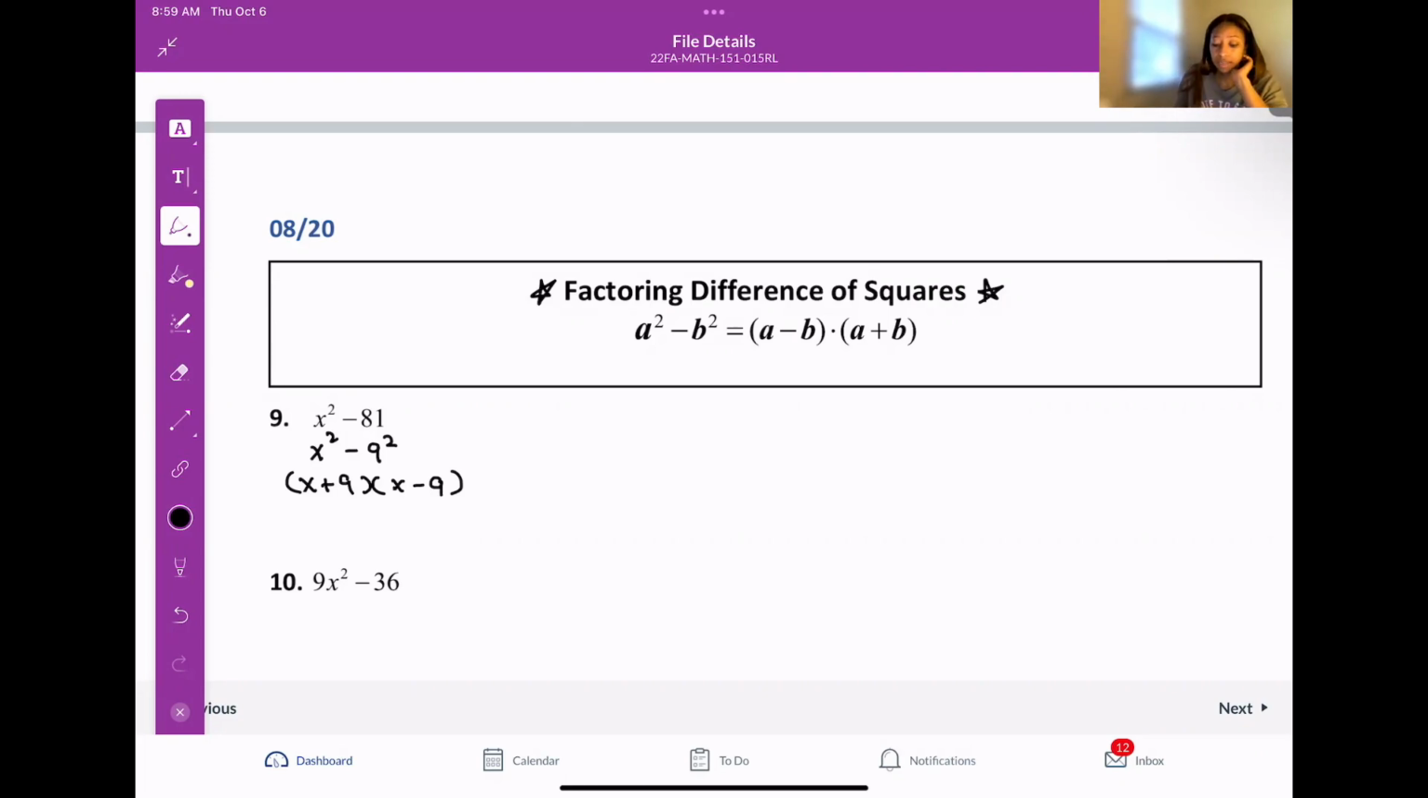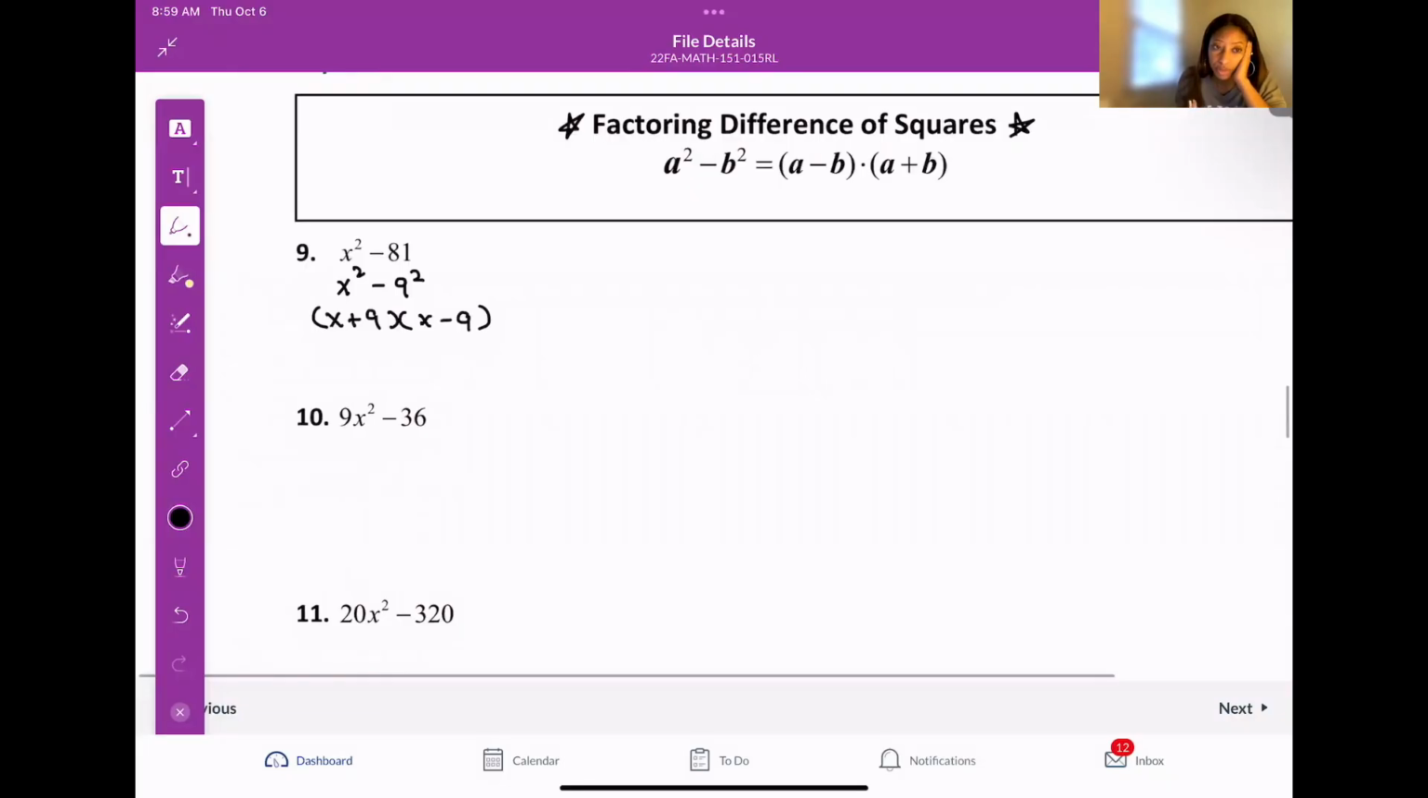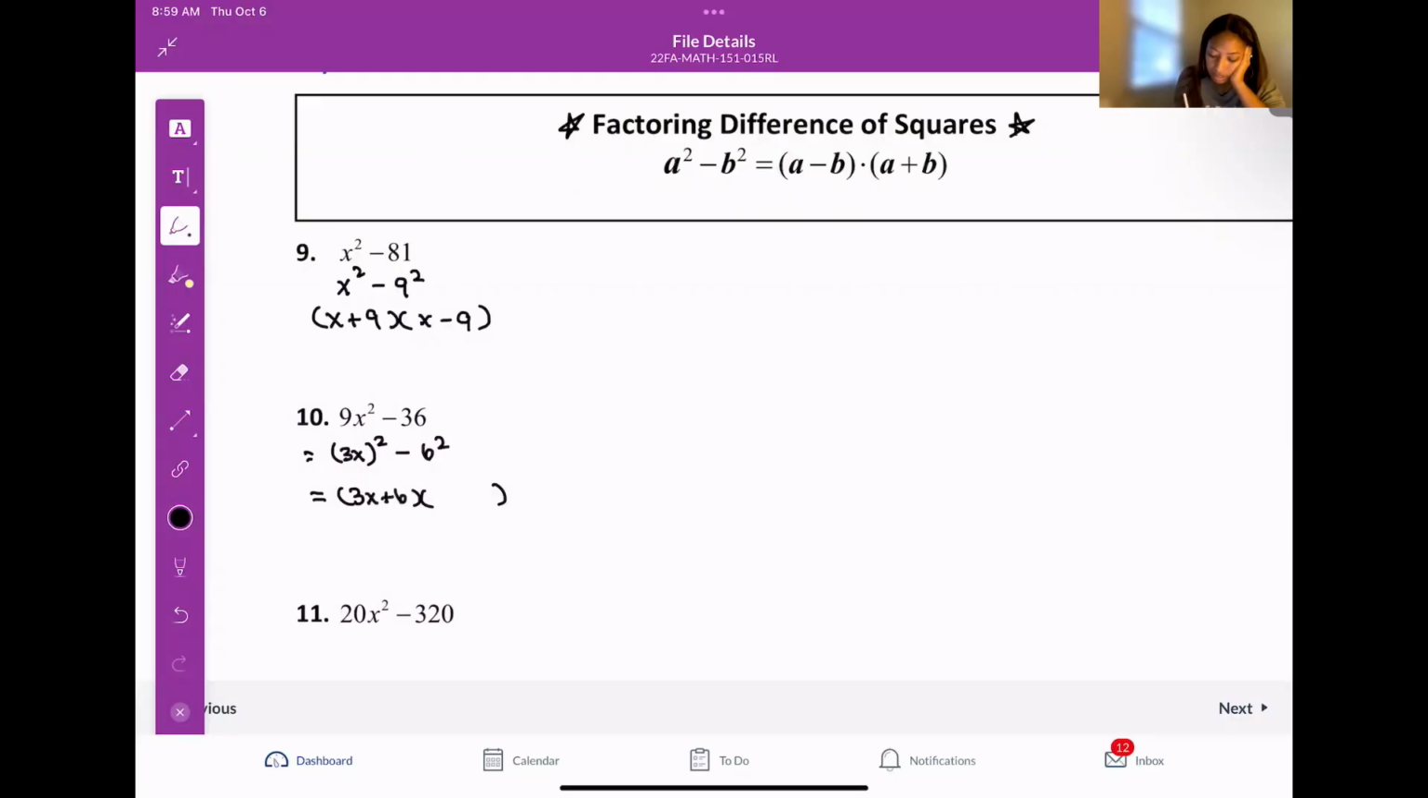Part 10 works out similarly. Be careful there. We have 9x squared. So the 9 is a square and the x is a square. This is 3x all squared. And then 36 is 6 squared. So in this case, this will factor to 3x plus 6 times 3x minus 6.